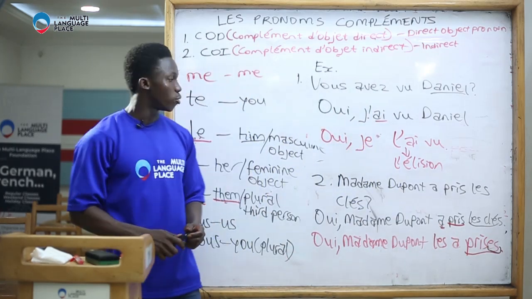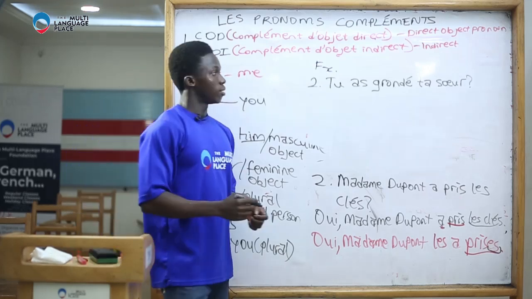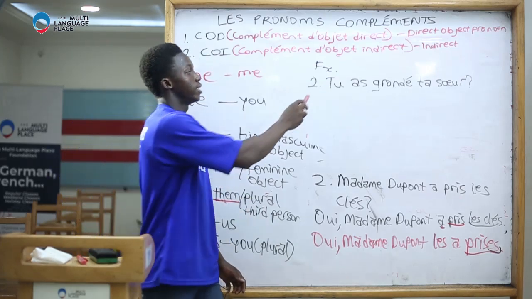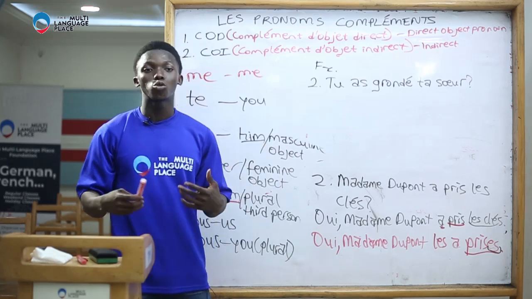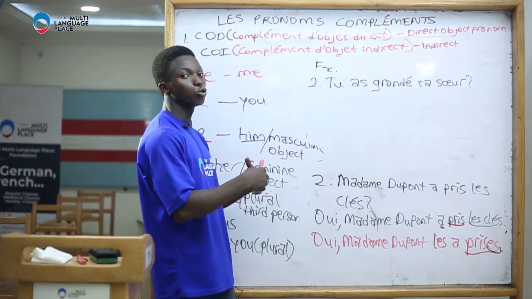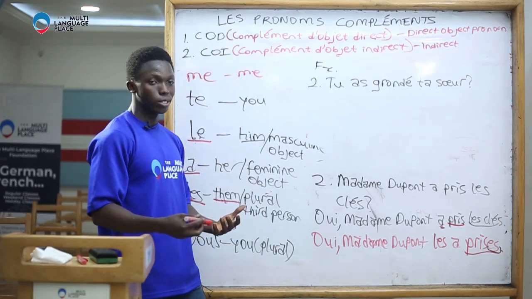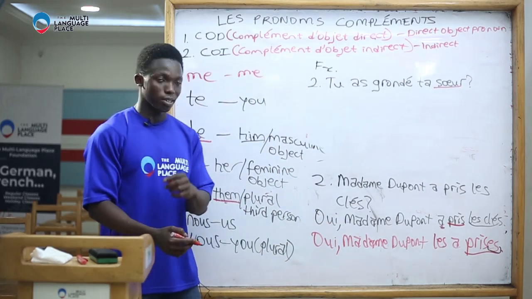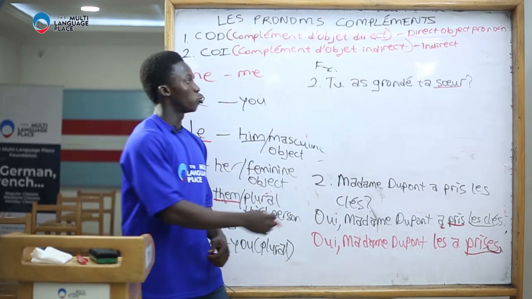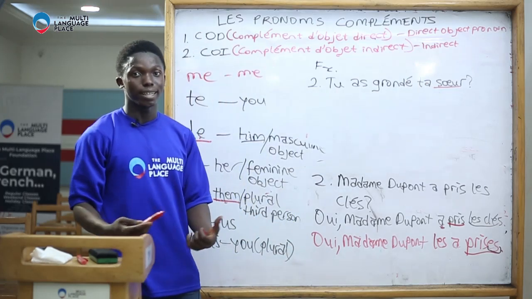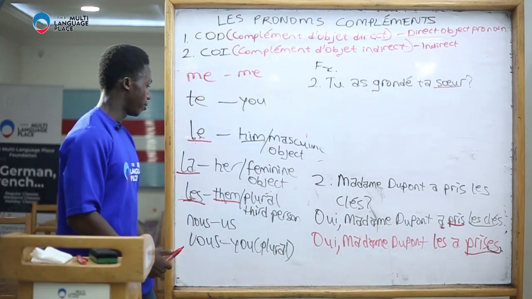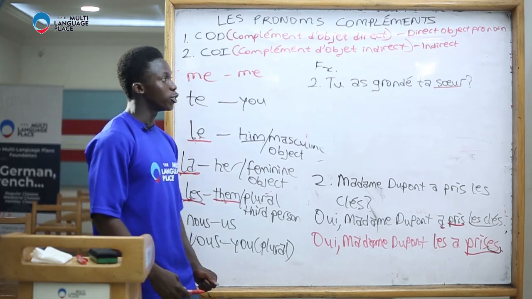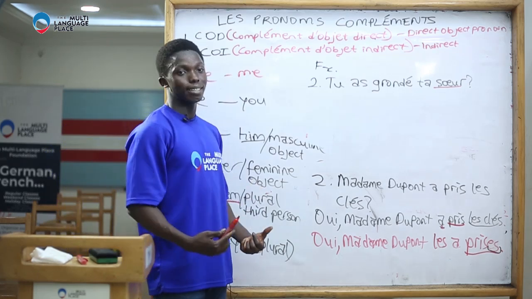Let's see another form. Tu as grondé ta sœur. That means, did you scold your sister? Now, remember, sœur is feminine. So to replace sœur with COD, that is direct object pronoun in French, we'll use la. Now I want to respond, yes, I scolded my sister.